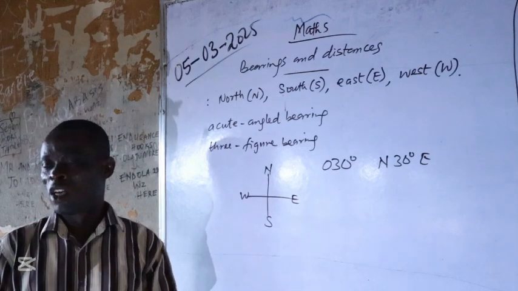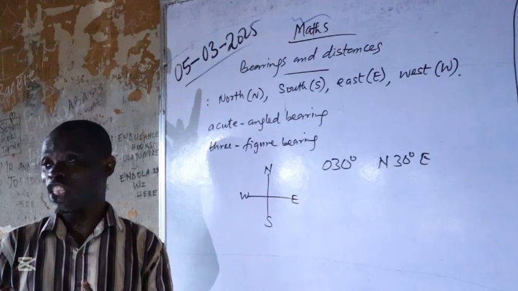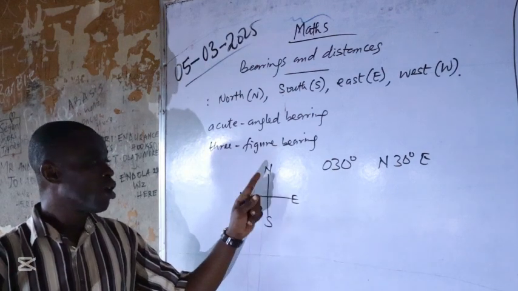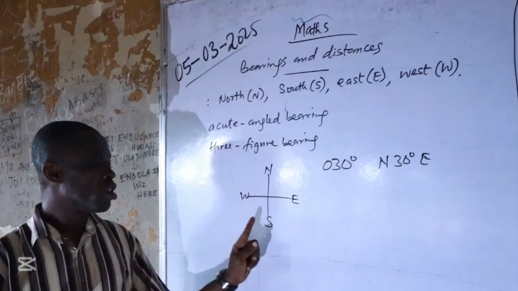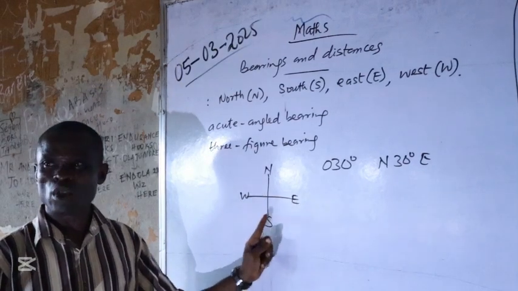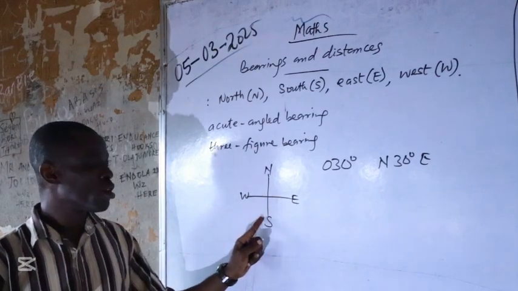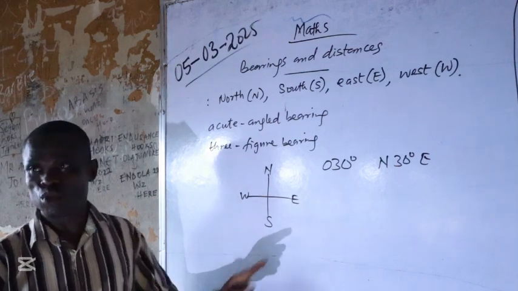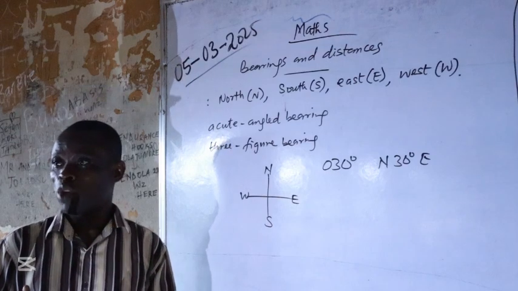Okay, so in compass bearing or acute angle bearing, we can use north 30 degree east or north 30 degree west or south 30 degree east or south 20 degree east or south 40 degree west. There's nothing like west 30 degree south. Nothing like that. Are you with me now?